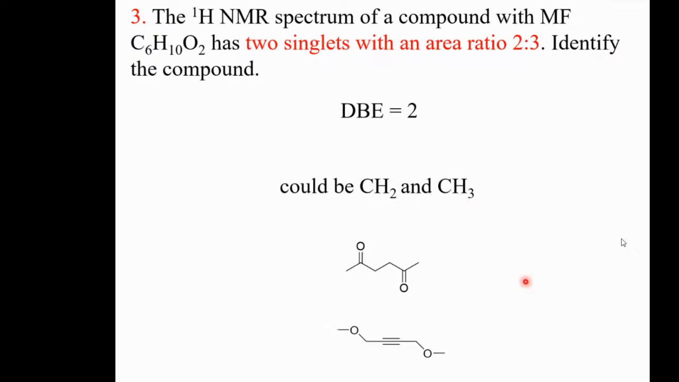Another possibility is this. And you have 2 double bonds here, 2 carbonyl. Here also you have 2 equivalent to 2 double bonds. The degree of unsaturation is 2. A triple bond is considered as single bond plus 2 double bonds. So these are simple problems.